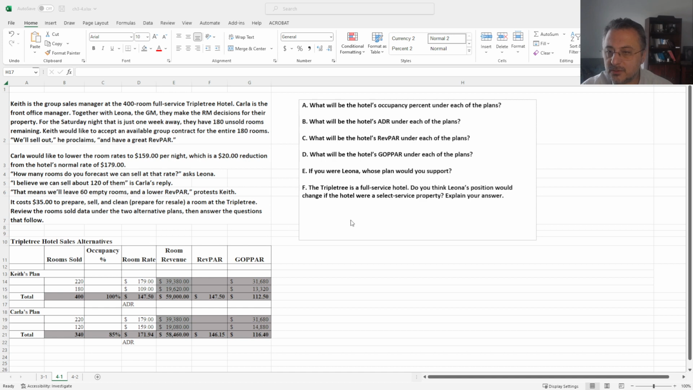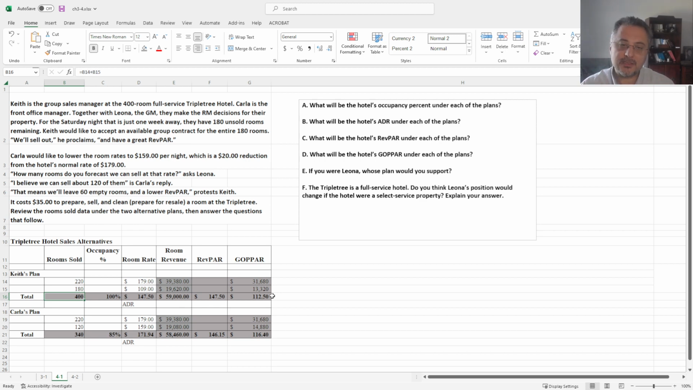Why is that important? Now let's look one more time. Just from the room revenue perspective, Carla's plan brings more money, $116 per room. However, in Kate's plan, there are 60 more people coming to your property. If those 60 more people generate additional revenue from food and beverage and so on, which, if it's more than $4 per room, could actually generate more money.